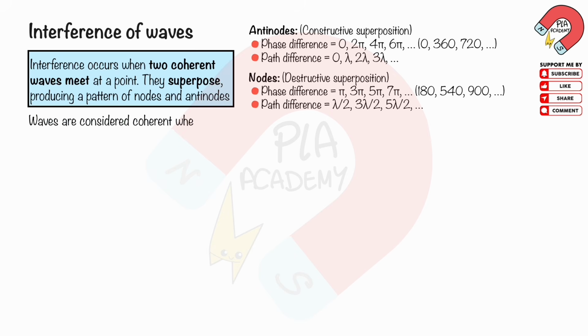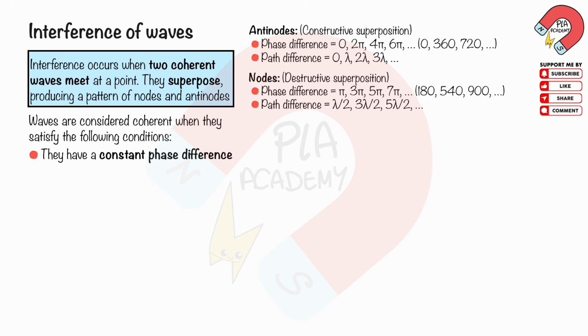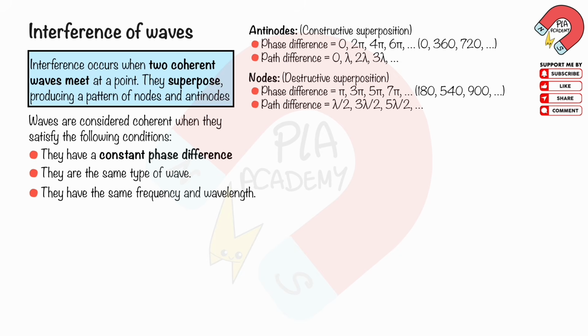Waves are considered coherent when they satisfy the following conditions. They have a constant phase difference. This is the most important condition. They are the same type of wave. They have the same frequency and wavelength.